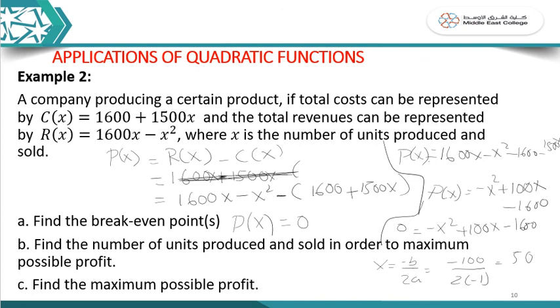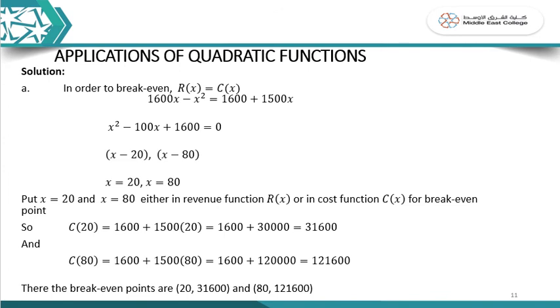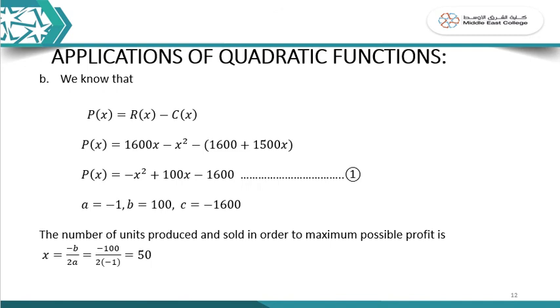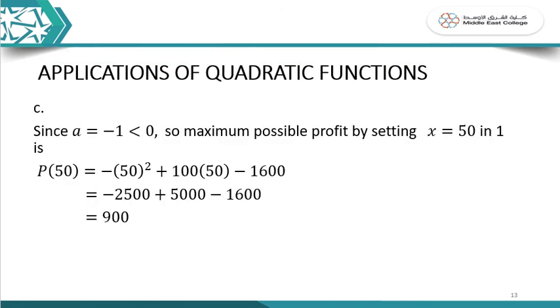Then you will substitute x in the equation. And here, find the maximum possible profit. It will be also the same. He wants you to find the point. So this will be the solution. Okay, so this one will be the solution for the first part, and this one for the second part, B. And here it will be the application, the last one, how we get it.